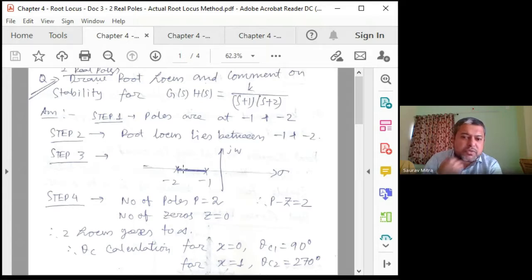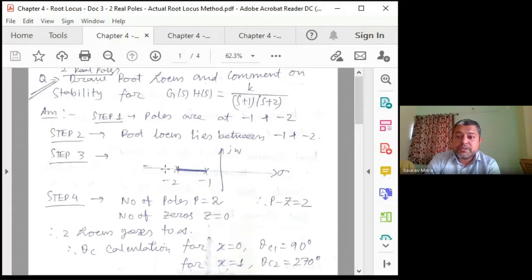-1.5, -1.7, -1.99. Is it on the root locus? Yes, because on its right side there is only one pole, and one is an odd number. Hence -1.99 also is a part of the root locus. Check -2.1. Is -2.1 a real root locus point? The answer is to check the right side. On the right side of -2.1, how many poles are there? 2. 2 is an even number, so -2.1 is not on the root locus.